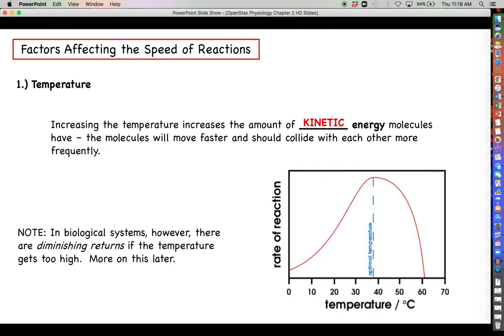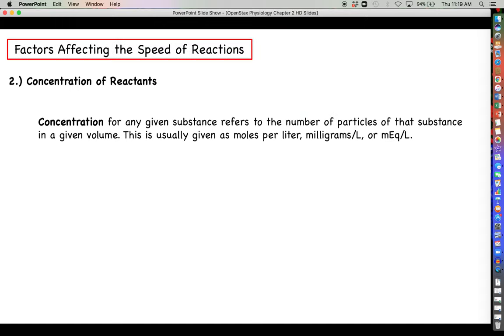We'll talk about why this is later. I'm sure, based on having already taken general biology, most of you probably already know why this is, but we will circle back to this and explain why this happens a little bit later on when we talk about proteins and enzymes. The second factor that affects the speed of reactions is the concentration of reactants.